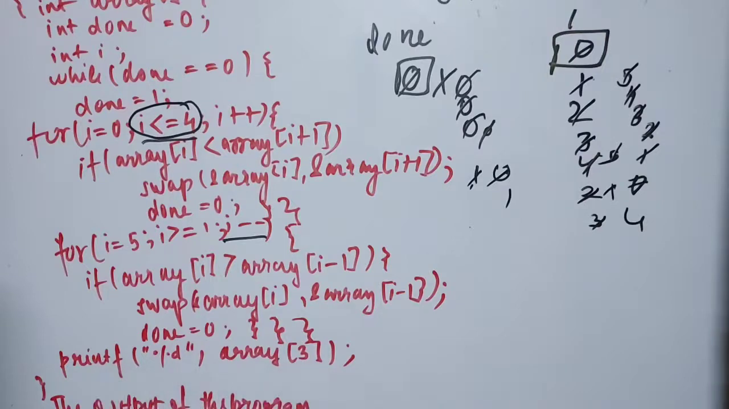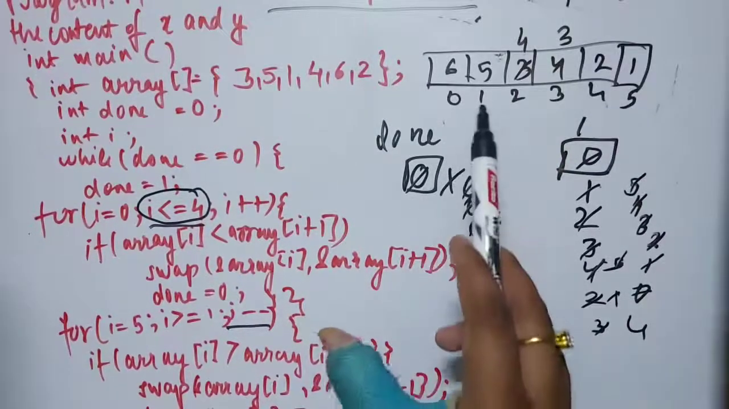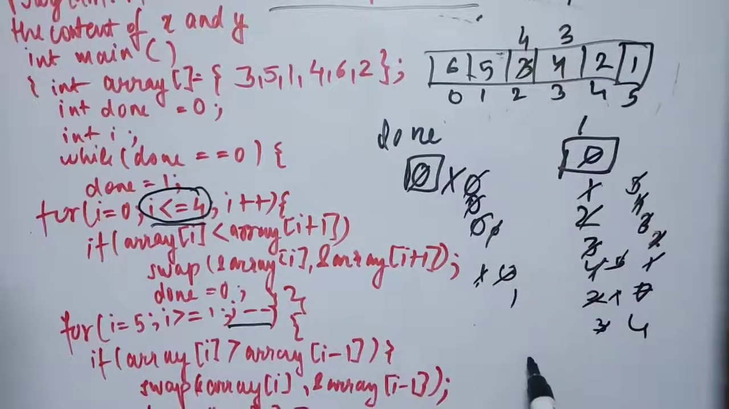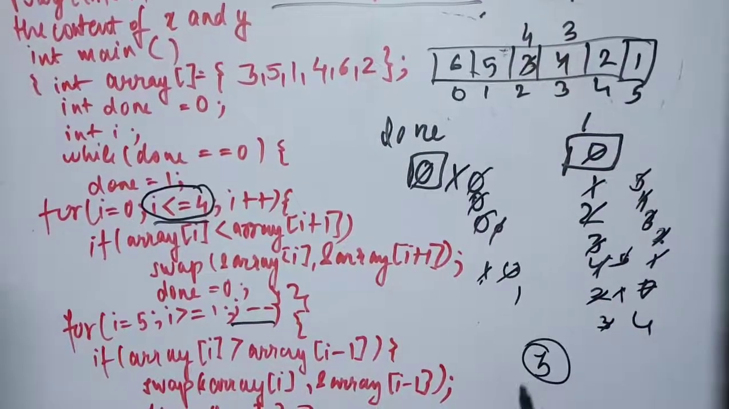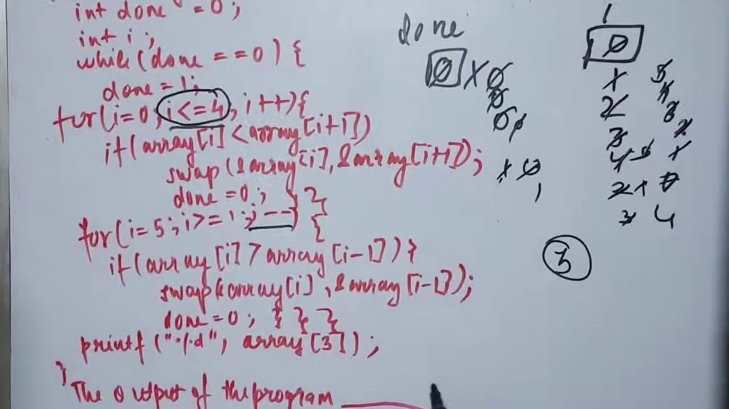Now it will come out of the main while loop and it will see that it has to print array of 3. And now we will compare here. Array of 3 here is 3. So the answer of this question is 3. It was an NAT type question and we have to enter the value 3 here.